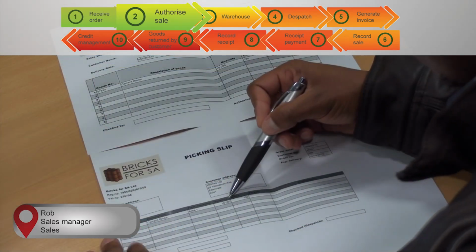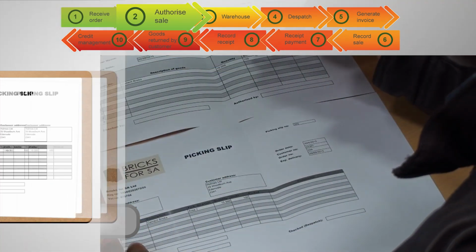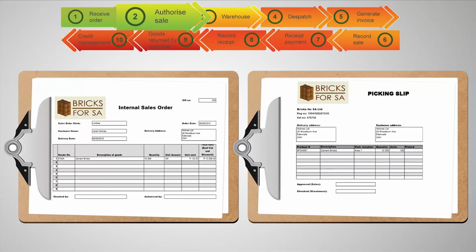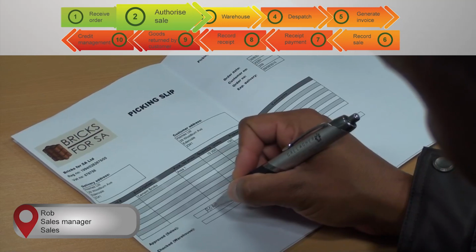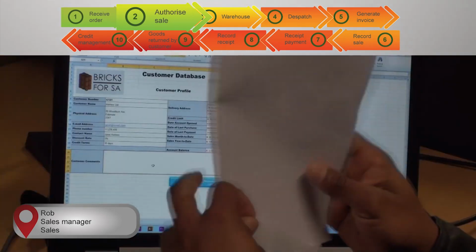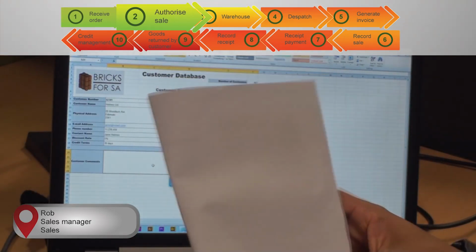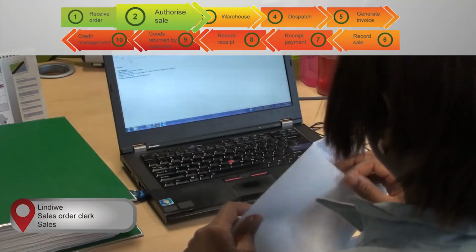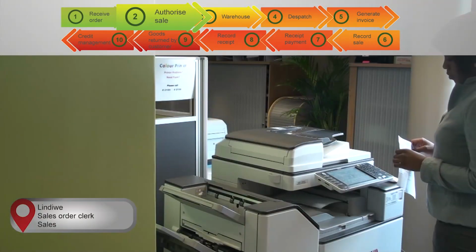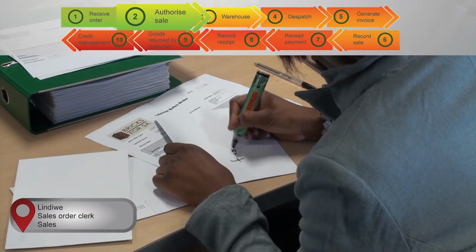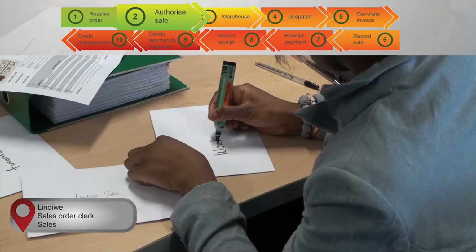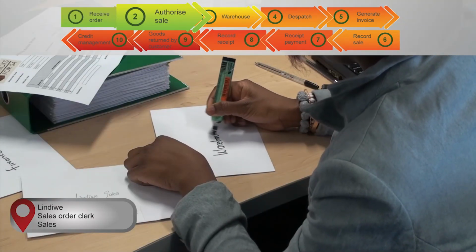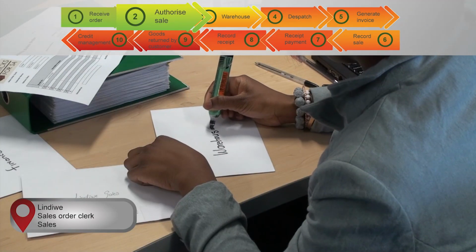Rob also compares the picking slip to the ISO to ensure that they have been prepared accurately. He then signs the ISO and picking slip as proof of his review and returns the documentation to Lindiwe. Lindiwe keeps a copy of the ISO on file in numerical order. She sends another copy of the ISO to the debtors clerk, Martin, in the finance department. She sends the picking slip to Mary, the warehouse assistant, and the original ISO to the customer.